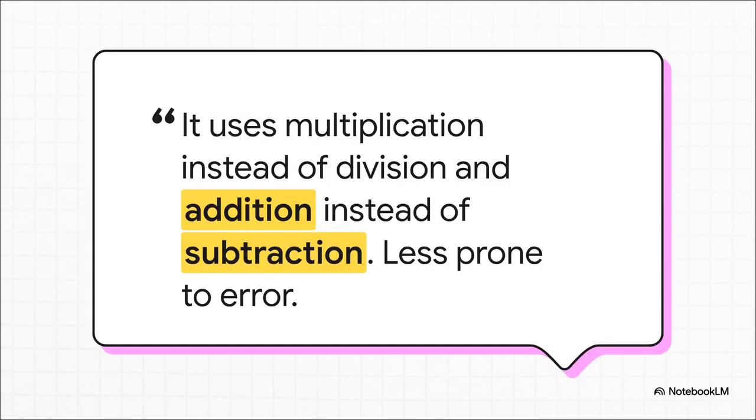I think this quote just sums it up perfectly. The genius of this method is that it flips the operations around. It cleverly trades harder operations for easier ones. It replaces tricky division with simple multiplication, and it replaces all that careful subtraction with straightforward addition, making the whole thing faster and way less likely to have errors.